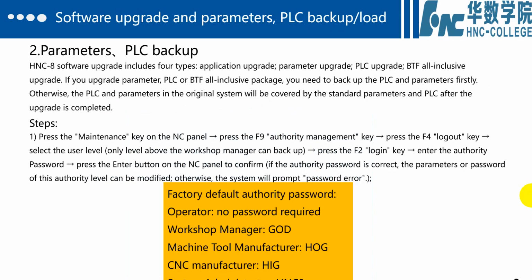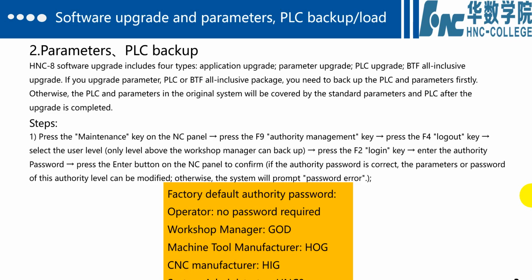Then we can back up the parameters and PLC. HNC-8 type software upgrade includes 4 types: application upgrade, parameter upgrade, PLC upgrade, BTF all-inclusive upgrade. If you upgrade parameter, PLC, or BTF all-inclusive package, you need to back up the PLC and the parameters firstly. Otherwise, the PLC and the parameters in the original system will be covered by the standard parameters and the PLC after the upgrade is completed.